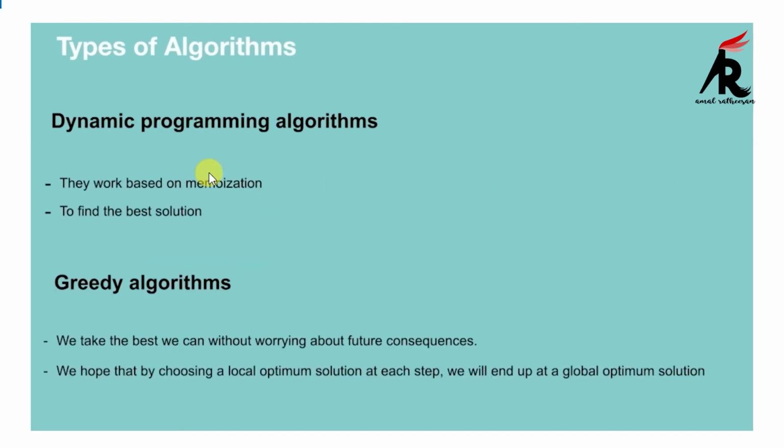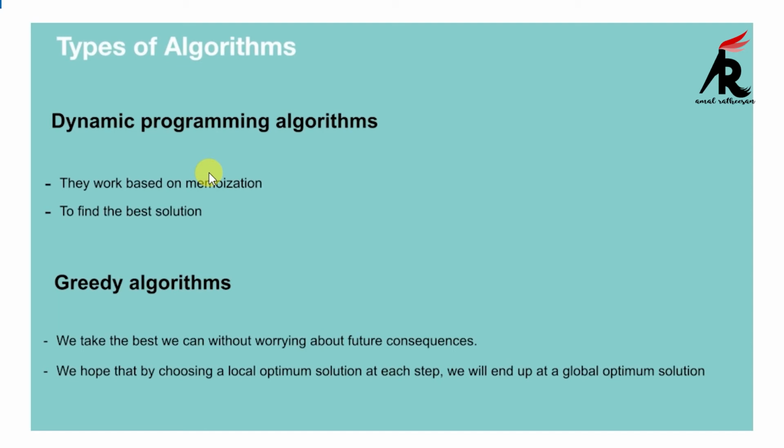Okay, so the third type, the dynamic programming algorithms, actually they work on memoization. Memoization is a technique used in computer science to enhance the performance of recursive algorithms. The goal is to find the best solution. So we will study the dynamic programming algorithms in the future. Okay, we have all the things in this course, don't worry about that.